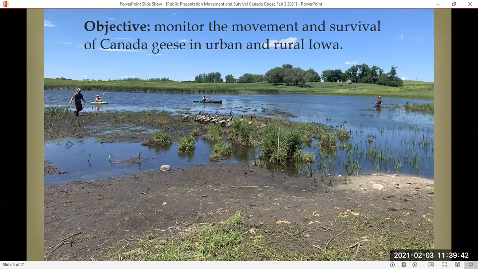What we did was we compared movement and survival, two different metrics of Canada geese, with two different groups of geese, geese in urban Iowa and geese in rural Iowa. So this allowed us to make comparisons amongst these groups and really develop a better understanding of what's going on with Iowa's Canada goose population.